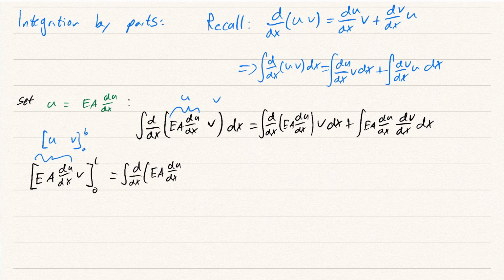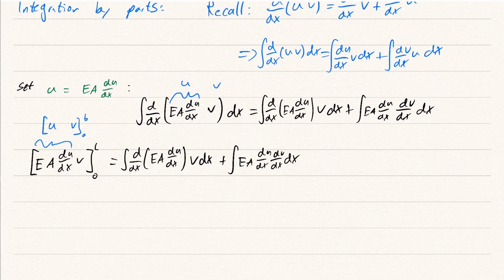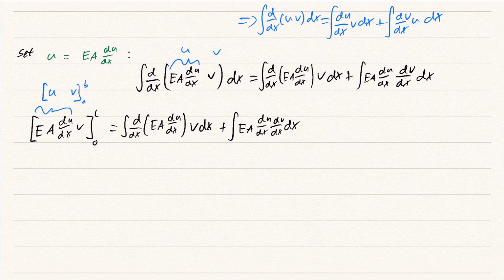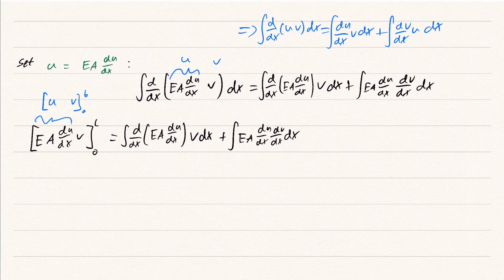d/dx of EA du/dx times v dx, plus EA du/dx dv/dx dx. Alright, so this is our starting point now. Alright, so what is sort of unknown here? Or how do we want to arrange this now?